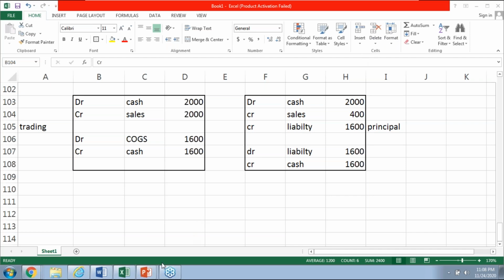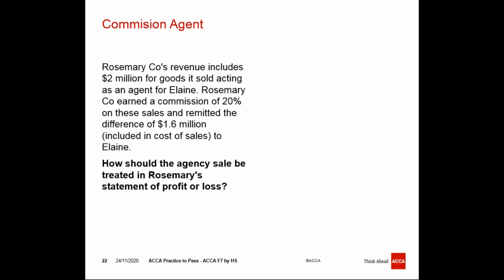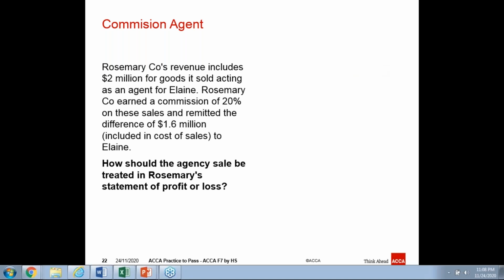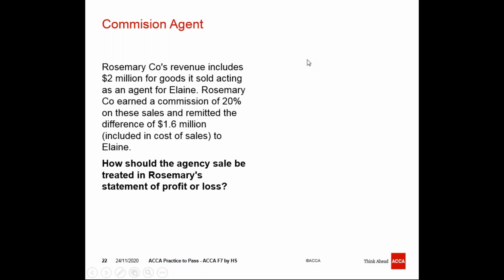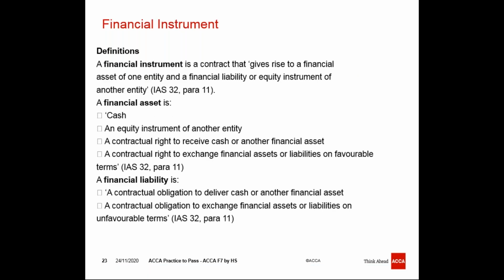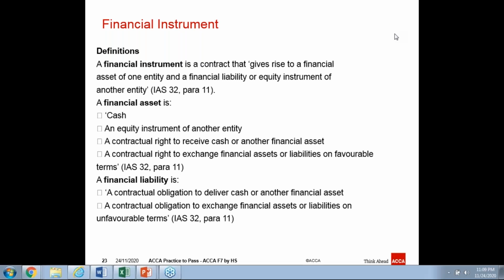We are still here on IFRS 15. Now moving towards the next point. Now, financial instruments. We have three standards for financial instruments. One is IAS 32, the other ones are IFRS 9 and IFRS 7. We have three accounting standards which are examinable in the paper.